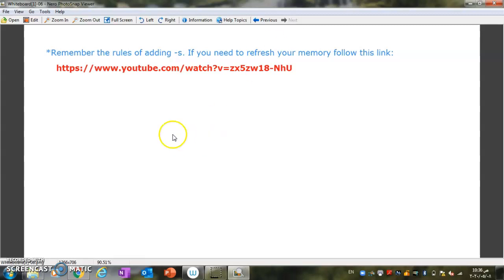Now, I want to remind you of something very important in subject-verb agreement because we're adding an S to the verb when we're talking about he, she, or it. So you need to remember the rules of adding S to some words because for some words it's a little bit tricky. So if you need to refresh your memory, you could copy and paste this link and watch the video again. Or you can go to my YouTube channel and look for the suffixes video.